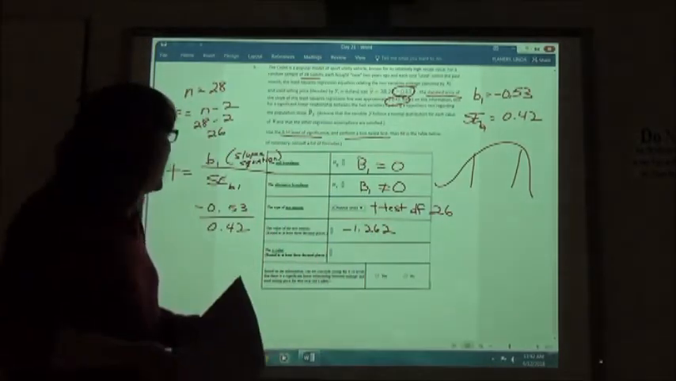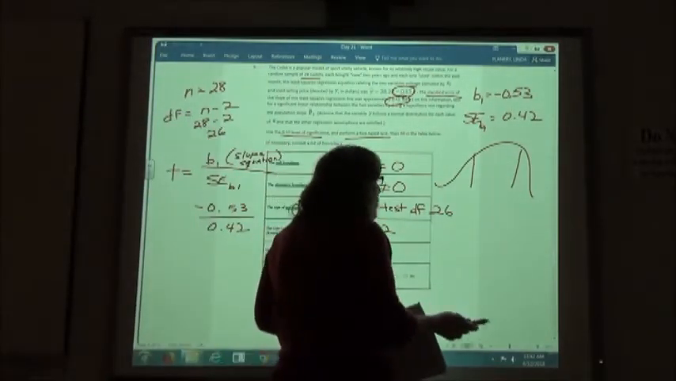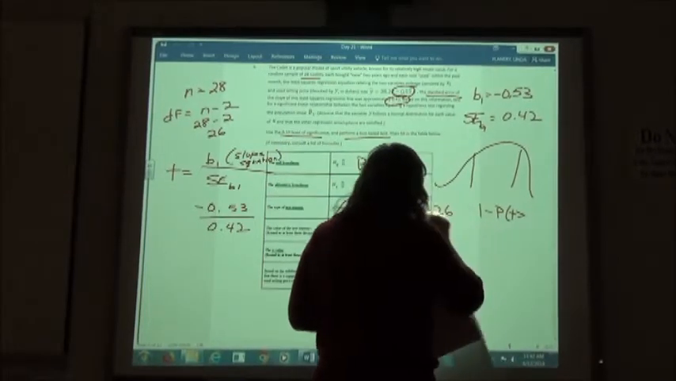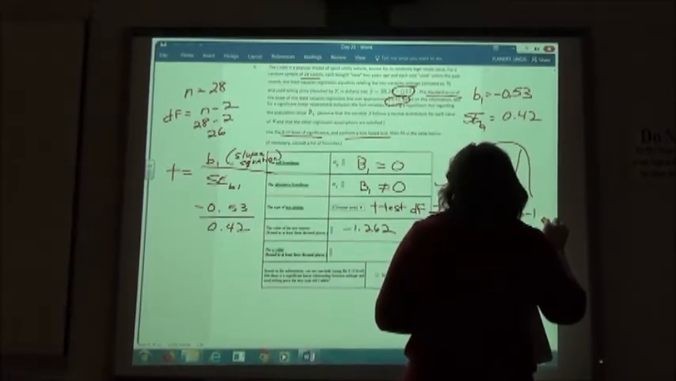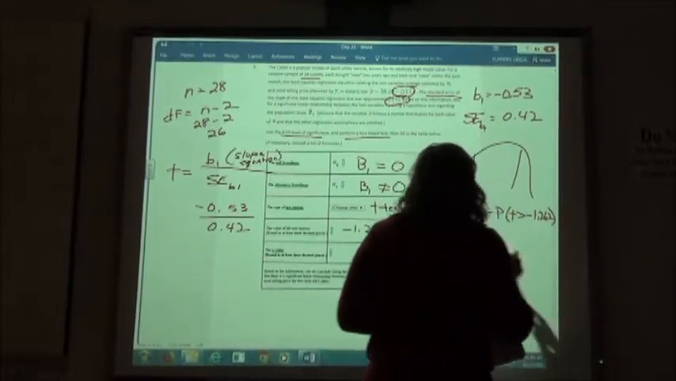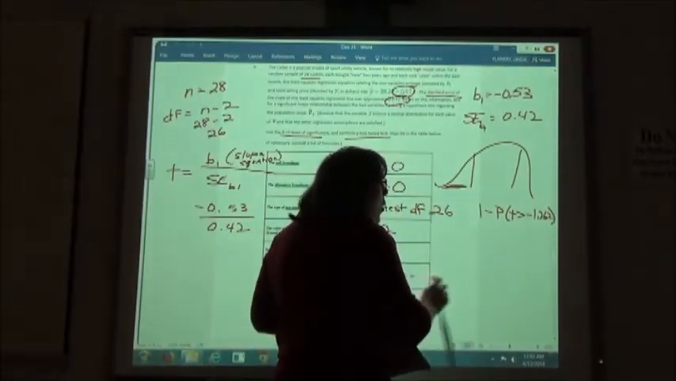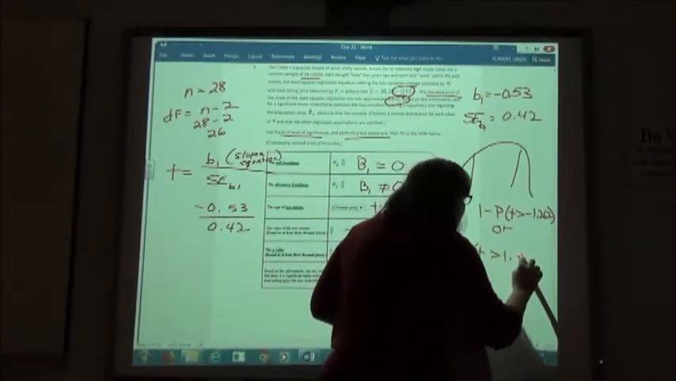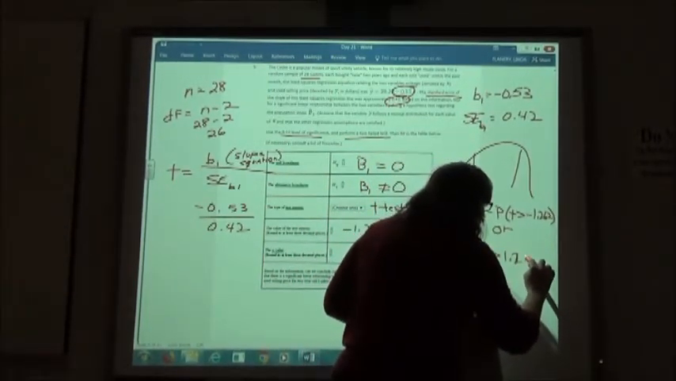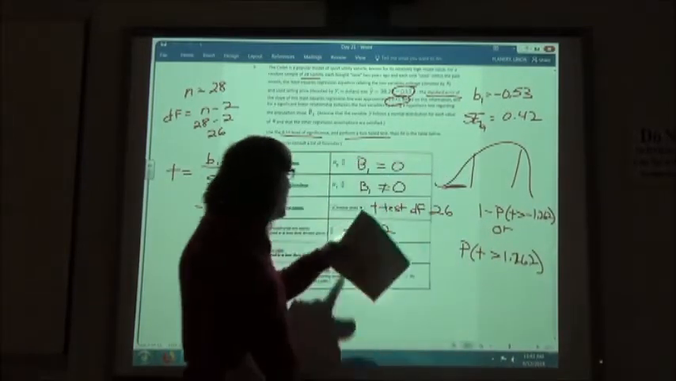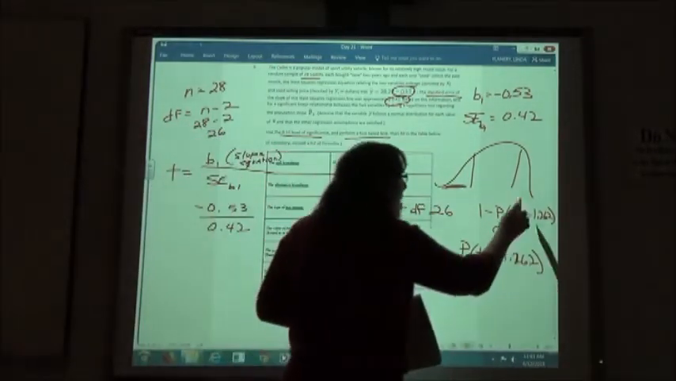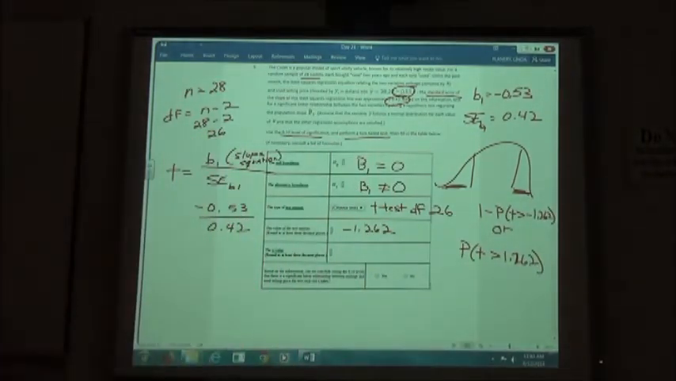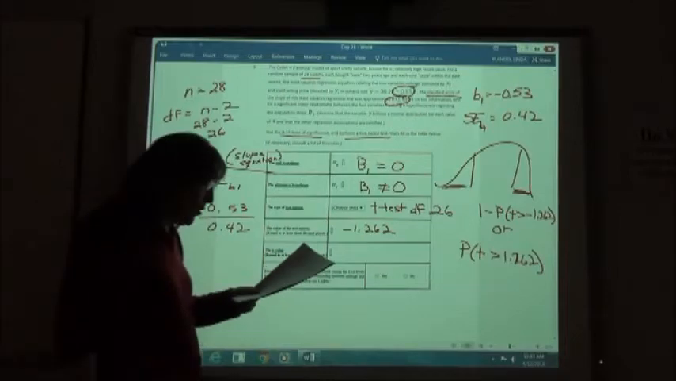So when I'm doing my p-value, I can either do 1 minus p of t is greater than the negative 1.262. That gives me this section over here. Or I can do p of t is greater than the positive 1.262, use the right number, positive 1.262. That would give me the number to the right. Those two numbers should be exactly the same. So I'm going to calculate those out.